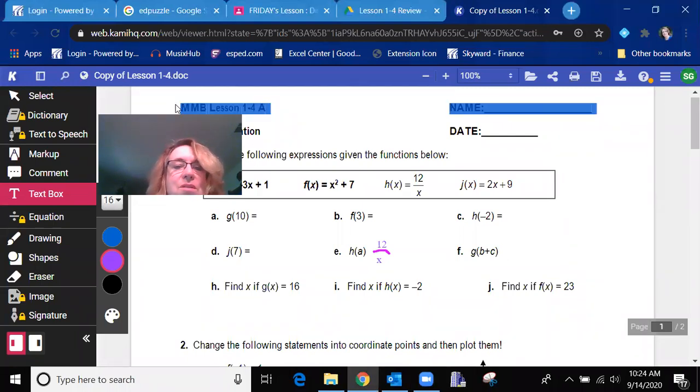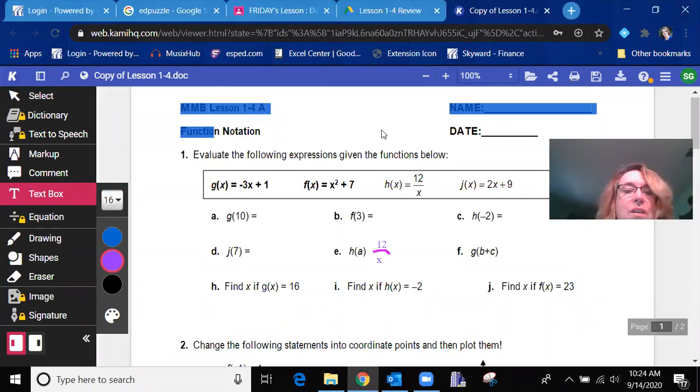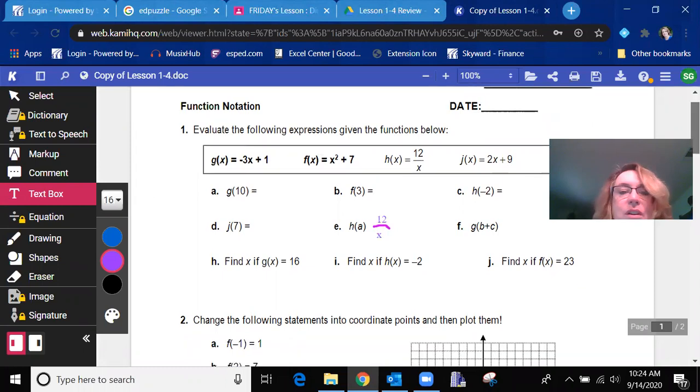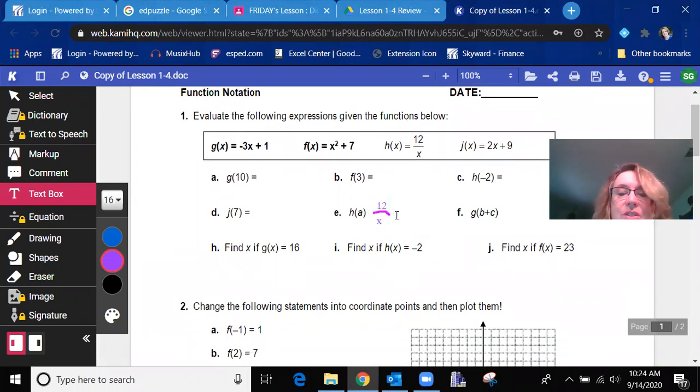What I'm going to do is go over the test review, which in all fairness, some of this is a little bit new. It's not, it takes everything that we've learned and takes it just a step further.